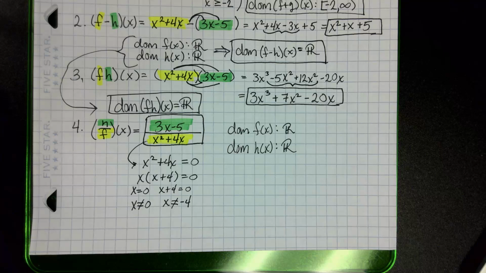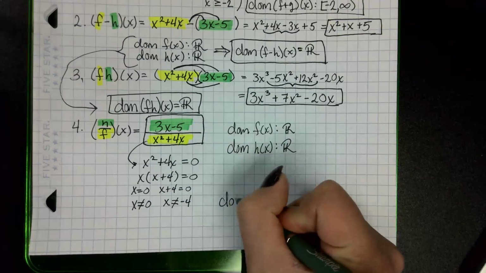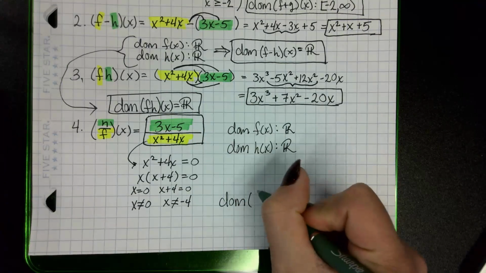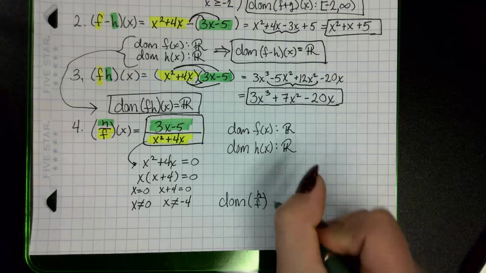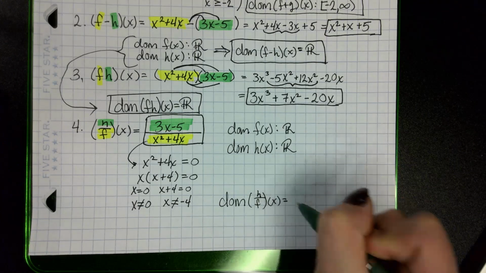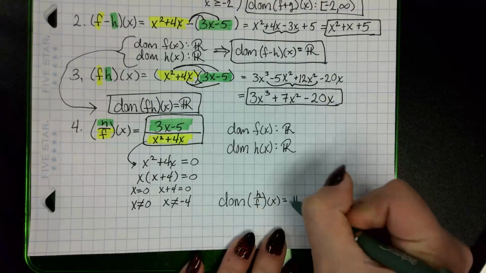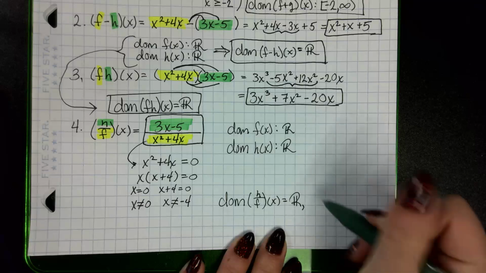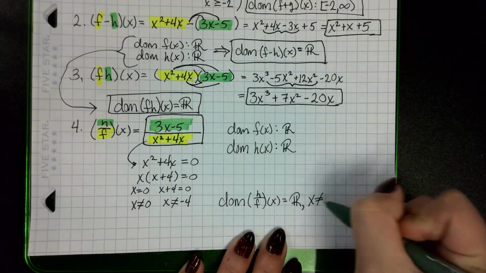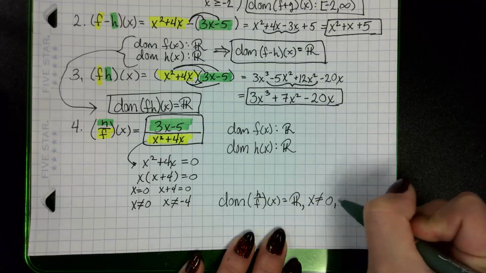So now I can write my domain of h over f of x. It's going to be all real numbers, comma, but x cannot equal 0 or negative 4.